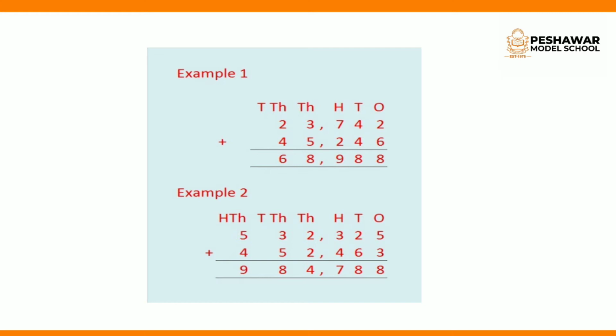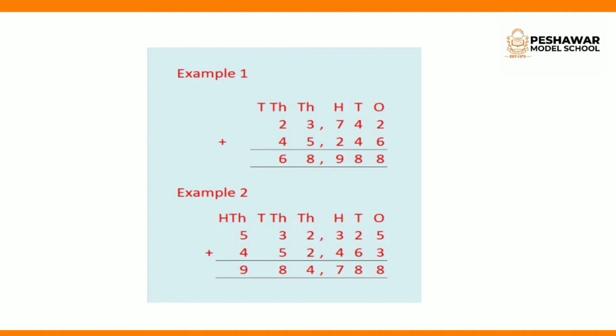We can add smaller numbers easily, but if the numbers are bigger, how do we add? The method is the same. Students, we have to write these numbers in vertical form. Vertical means up to down. The first number is 23,742. The next number is 45,246, and here is the plus sign also. You have to write their places also.